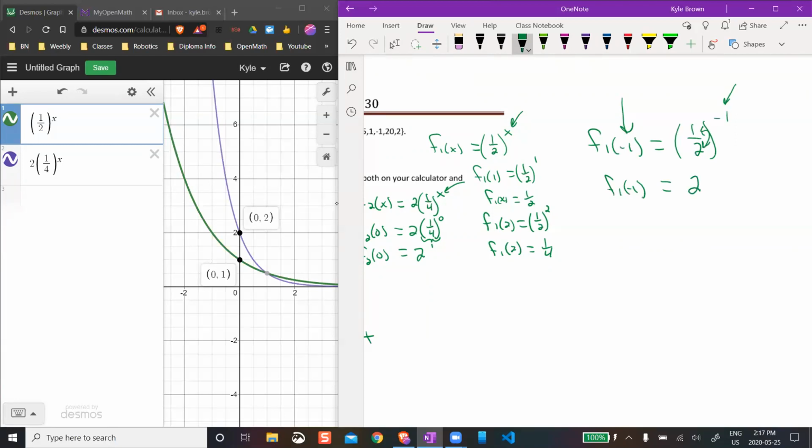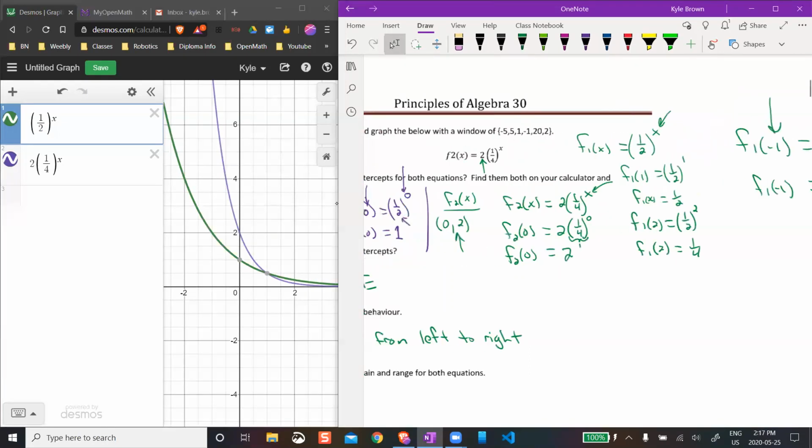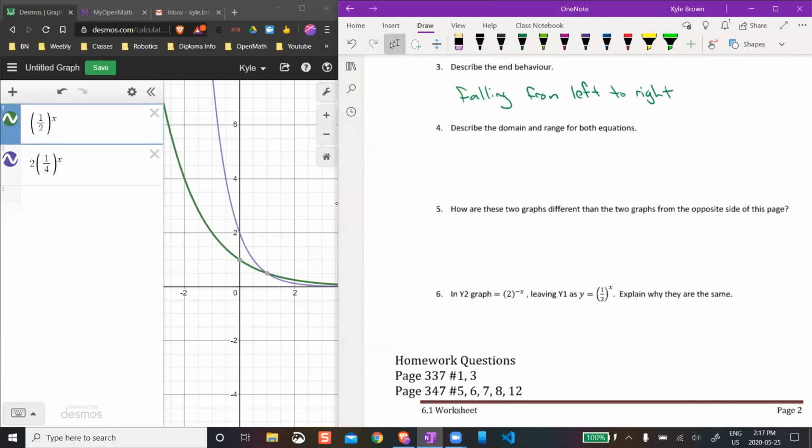Okay, see if that makes sense. So if I go over to -1, which is here, x is at -1 and y is at 2. So when x is -1, y is at 2. And the pattern continues on that way. Now, describe the domain and range for both equations. The domain is going to be the same as last time. The domain is still going to be x is a member of the real numbers. And the range is still going to be y has to be greater than 0.